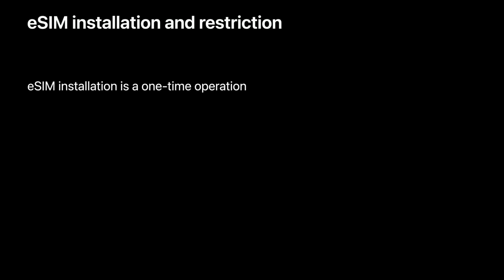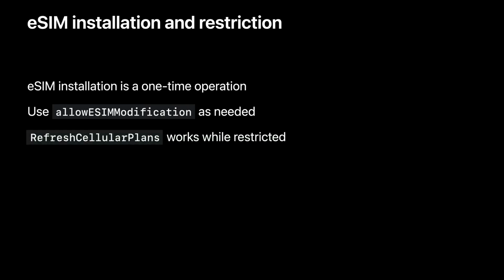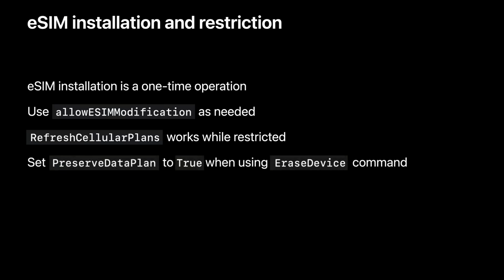Now, let's talk about a few key points that you should keep in mind. eSIM installation is a one-time operation, and future requests to install an eSIM on the same device require the carrier to provision a new eSIM. To prevent users from accidentally removing their eSIM, use the Allow eSIM modification restriction. Also note that the refresh cellular plans command can install an eSIM when the restriction is installed. And finally, MDM could also remove the eSIM when erasing a device. To avoid this, be sure to set the preserve data plan key to true when sending an erase device command. We hope this information provides a more complete picture on how to manage and deploy eSIM.